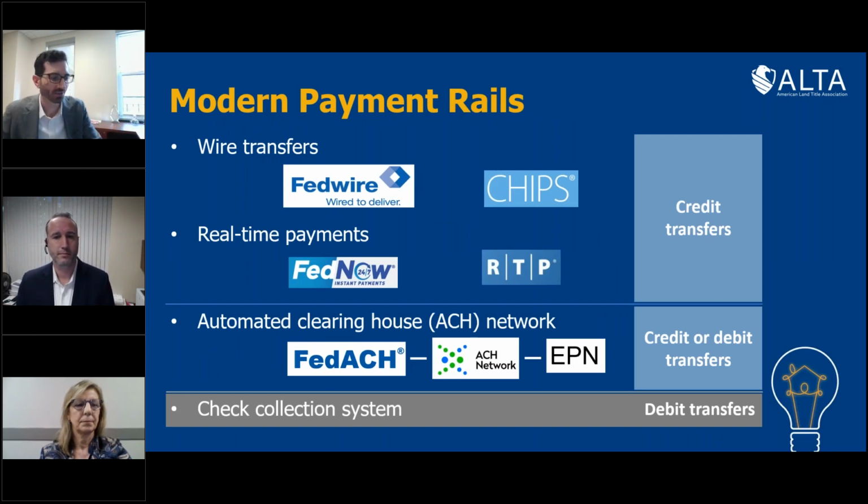So on this slide, we're going to look at all the existing payment rails. These are what we're going to talk about today. This slide shows them all. We're going to talk about wire transfers and real-time payments. Both of these are credit transfer systems. We're also going to talk about ACH a bit. ACH operates as either debit or credit. And then finally, the traditional check collection system is still available today and widely used, particularly for business-to-business payments, and that is a debit transfer system.